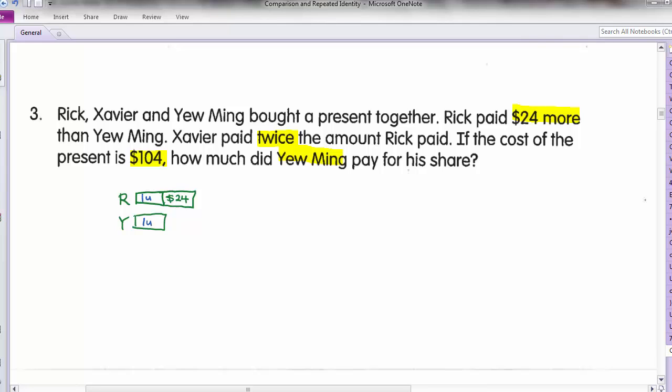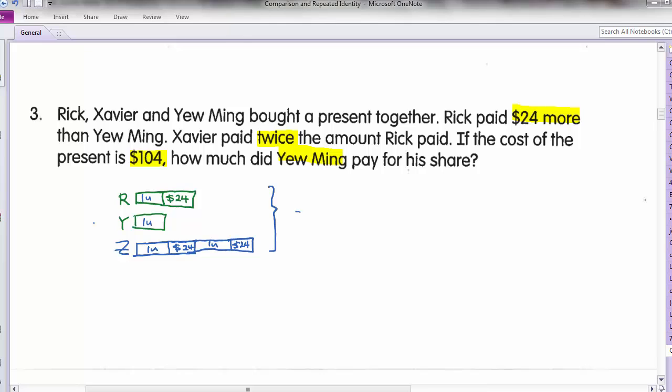Okay, now let's look at the next statement. Xavier paid twice the amount that Rick paid. So how do we do that? Xavier paid twice, so that means it's 2 times of Rick. So where's Rick? Rick is here. So whatever Rick has, Xavier also has, which is that 1 unit and that $24, but 2 times. So that means he has another 1 unit and $24. That's what Xavier has.